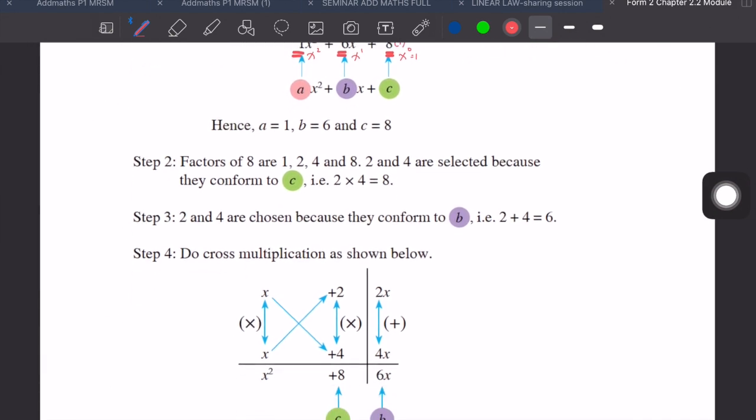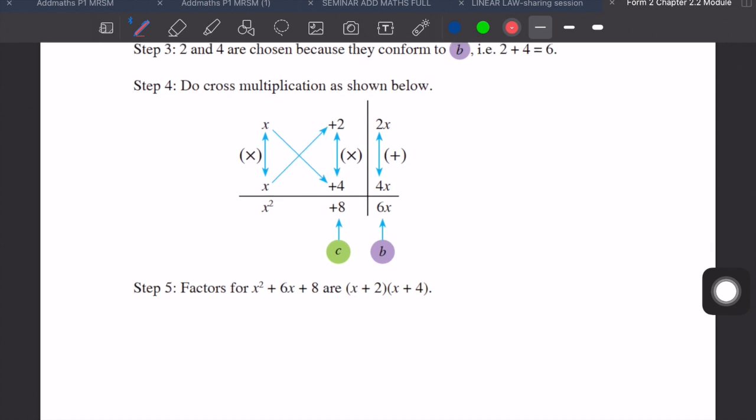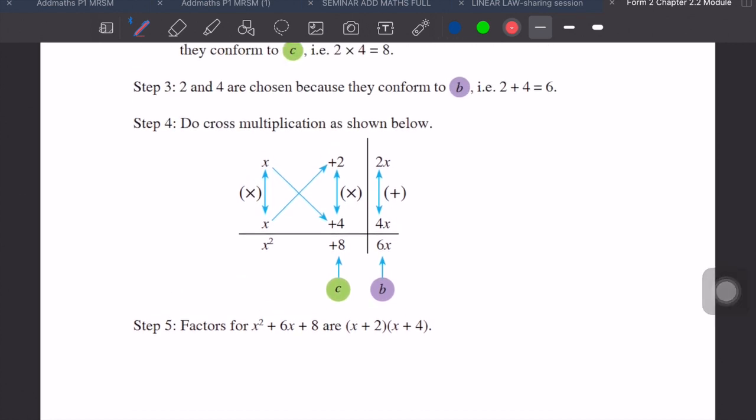Next. Step 2. Factors of 8 are 1, 2, 4 and 8. 2 and 4 are selected because they're conformed to C. For example, 2 times 4 equals to 8. Step 3, 2 and 4 are chosen because they are conformed to B. 2 tambah 4, 6. Step 4, do cross multiplication as shown below. Ni contoh lah. Tapi jangan risau. Saya akan tunjuk dengan awak cara ni. Mudah sahaja sebenarnya.